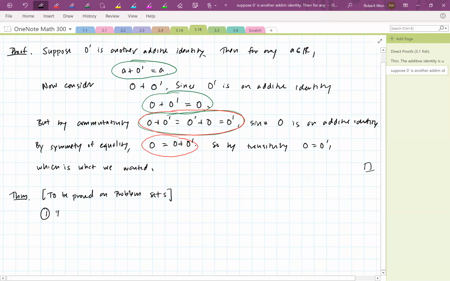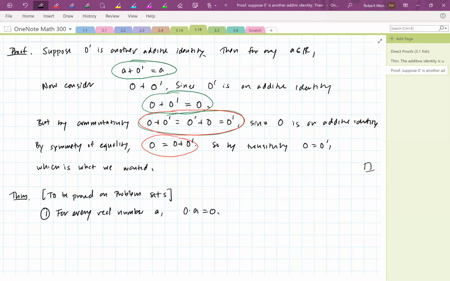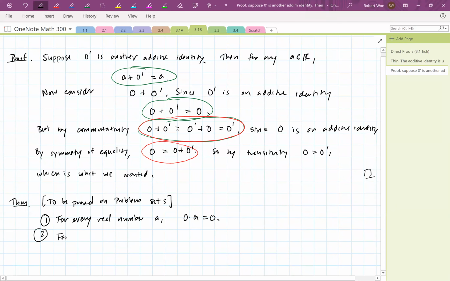So 1, for every real number A, 0 times A equals 0. Sorry, let me state this as written: 0 times a equals 0. Of course, since multiplication is commutative, it doesn't technically matter which order. And then 2, for every real number a, -1 times a equals negative a.